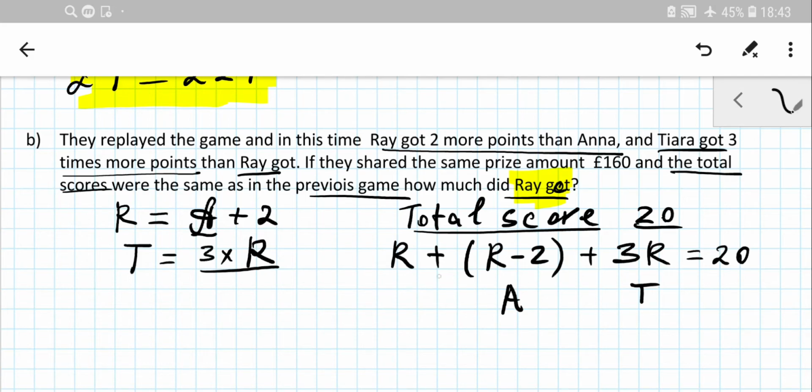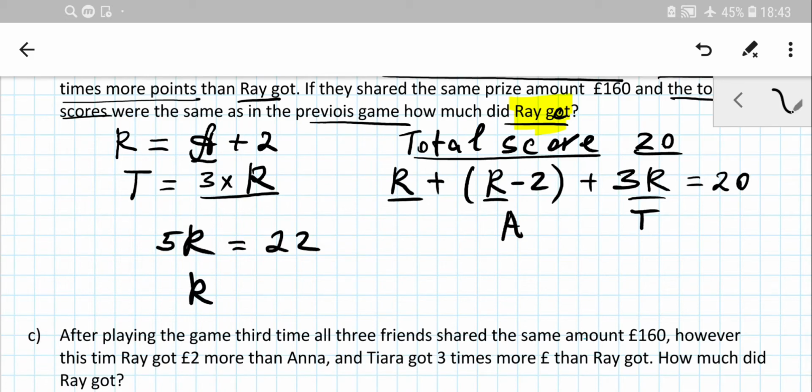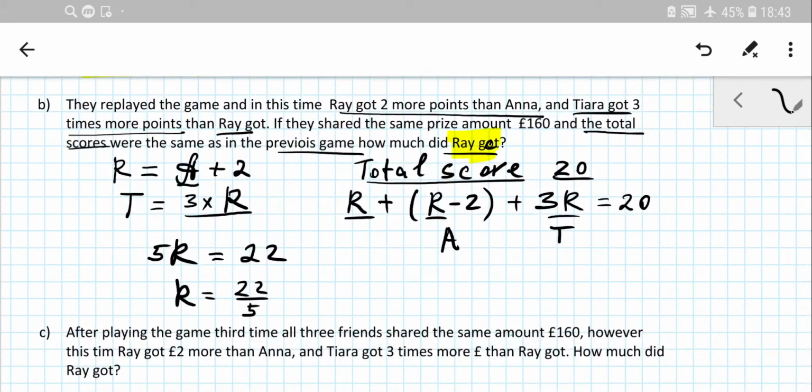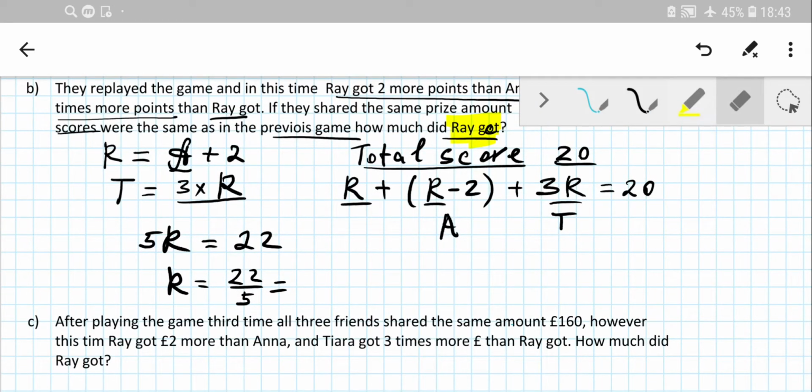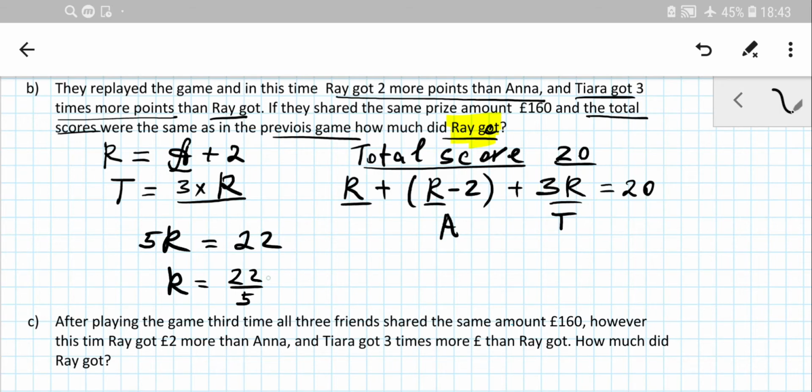We simplify that. R and 3R give you 5R in total. Then minus 2, which you transfer to the right side so that you get 22, from where R is simply 22 over 5. That's Ray's score. It's fractional, so 22 over 5; I'm not going to convert it. But you know, this is the number of points, the score for Ray.